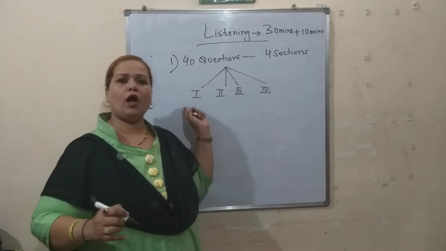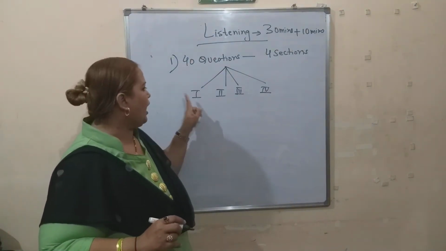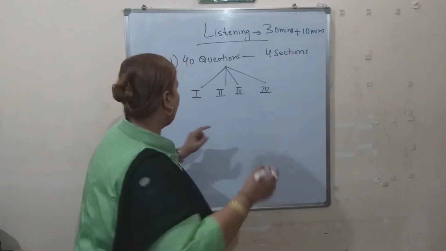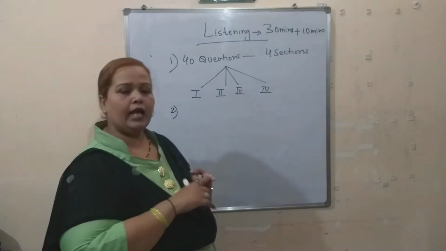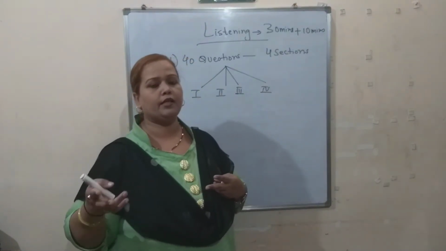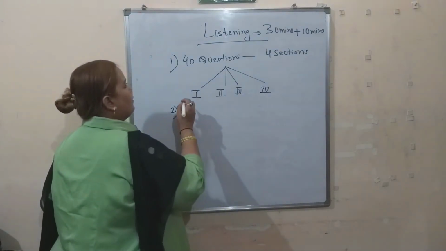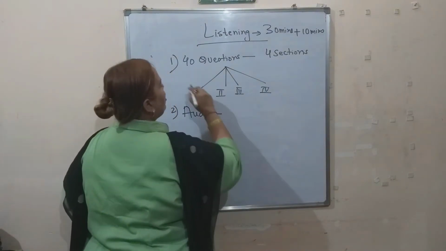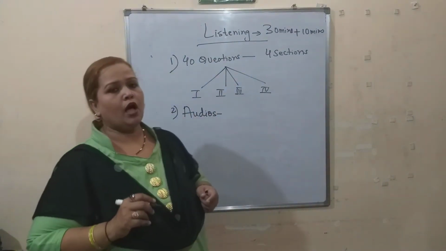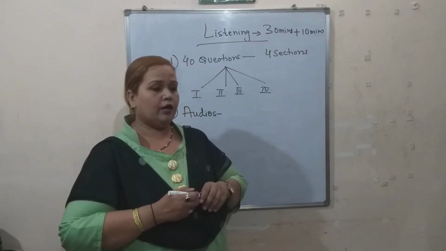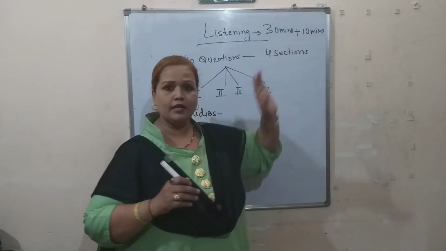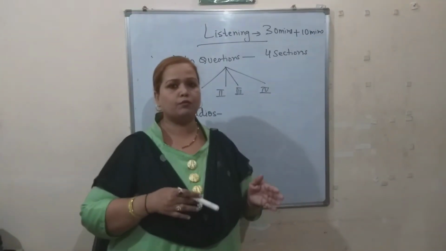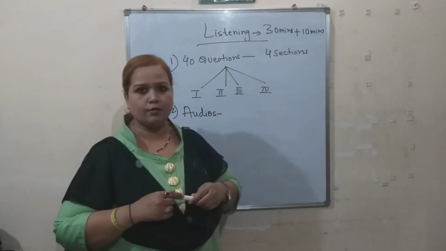Section 1 is usually the easiest, and as it goes to the second, third and fourth, it gets a little more difficult for the candidate. A question booklet and an answer booklet are provided by the examiner, and a candidate needs to hear the audios on the headphones and answer all the 40 questions. You get an extra 10 minutes in listening to transfer your answers from the question booklet to the answer booklet, which is one good thing in the listening module.